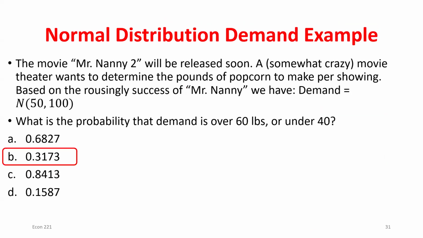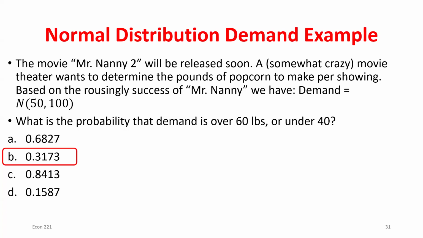You could do the same thing, but find the probability that it's under 40. I'll go through this quickly, but without using that table. What's the probability demand is either over 60 or under 40? Well, we just found the probability that demand was above 60. That was about 0.1587.